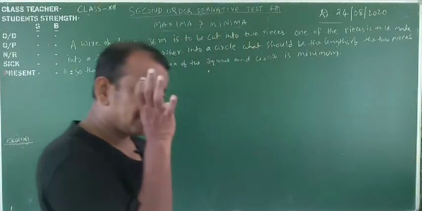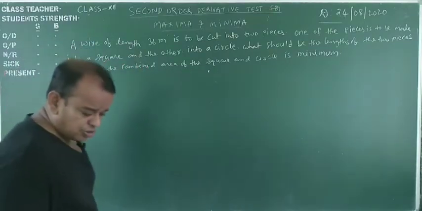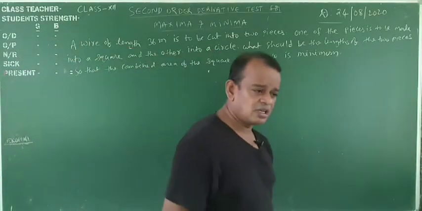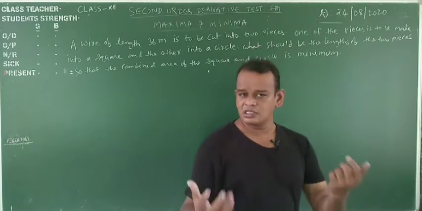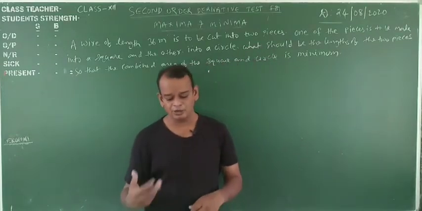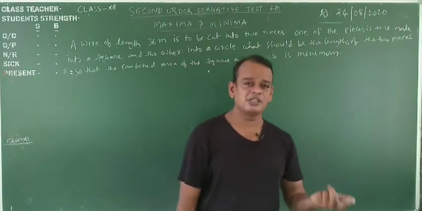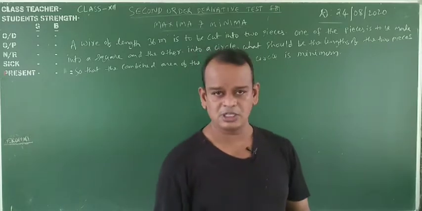Now, what is the question? You know how to do it. First, read the question carefully. Write down the given data. After that, find out the function. What is the function? Which one is the maximum? Which one is the minimum? That is called the function.